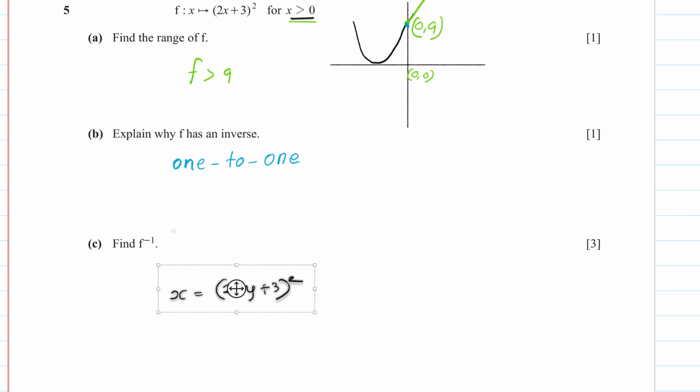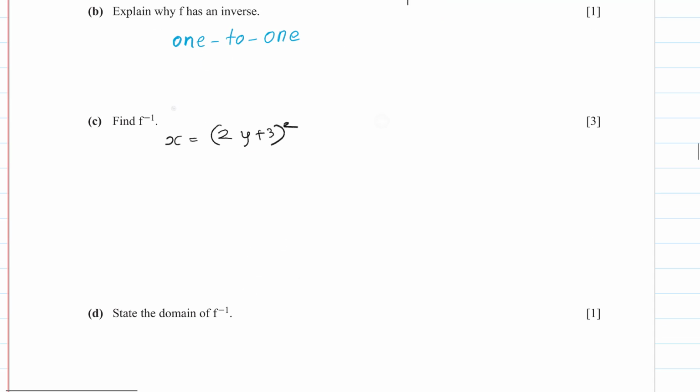So let's try to simplify this. Let me have some space here. Okay, so let's do this. Root of x is equal to 2y plus 3, right? Right. Now from that you have y is equal to (root of x minus 3) divided by 2.